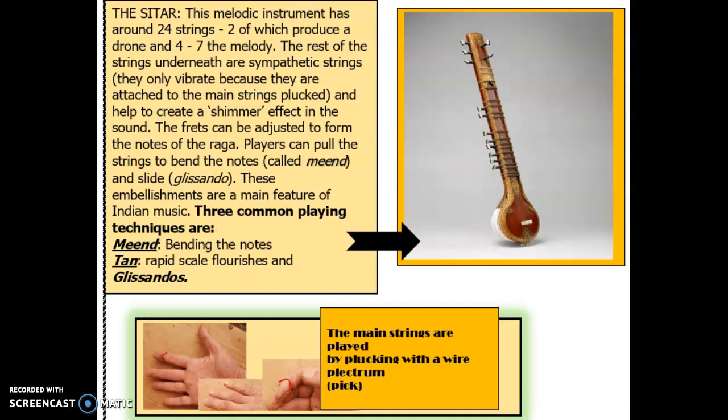The most important melodic instrument is the sitar. There I see a picture of the sitar. It has around 24 strings, 2 of which produce a drone. So that's that sustained sound in the background, and 4 to 7 playing the melody. The rest of the strings underneath are sympathetic strings. They only vibrate because they are attached to the main strings that are plucked. And it helps to create a shimmer effect in the sound, that twangy sound.